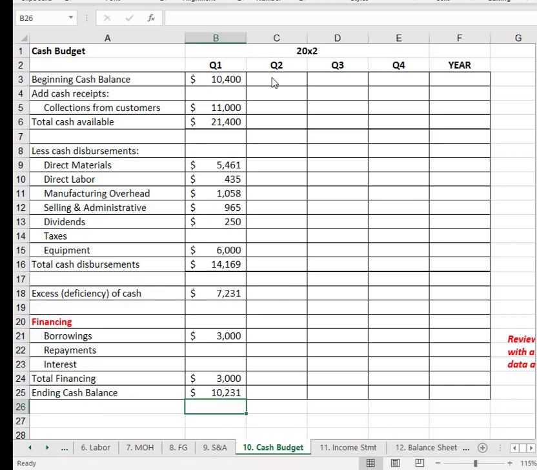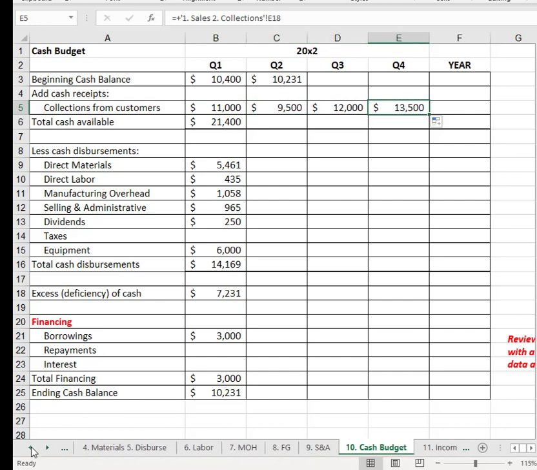So now we know what the beginning of quarter two cash is, because that's the end of quarter one. Now we can have a little bit of fun with formulas. Since we linked this, we can copy that across. And you can verify, that will be second quarter, third quarter, and fourth quarter.